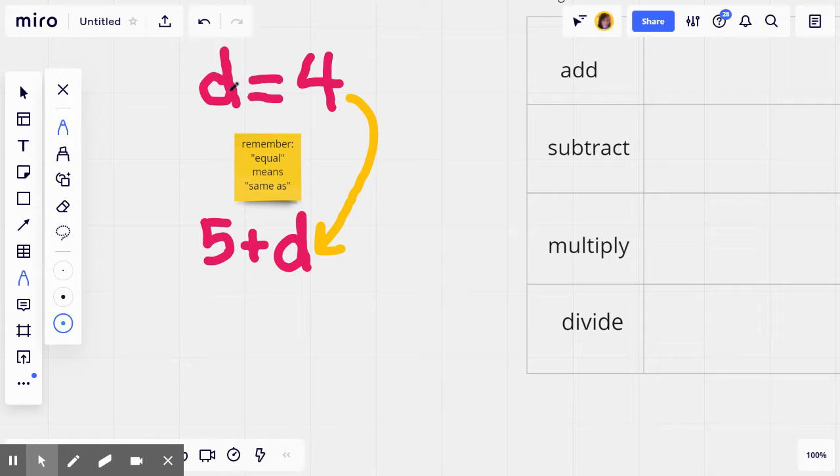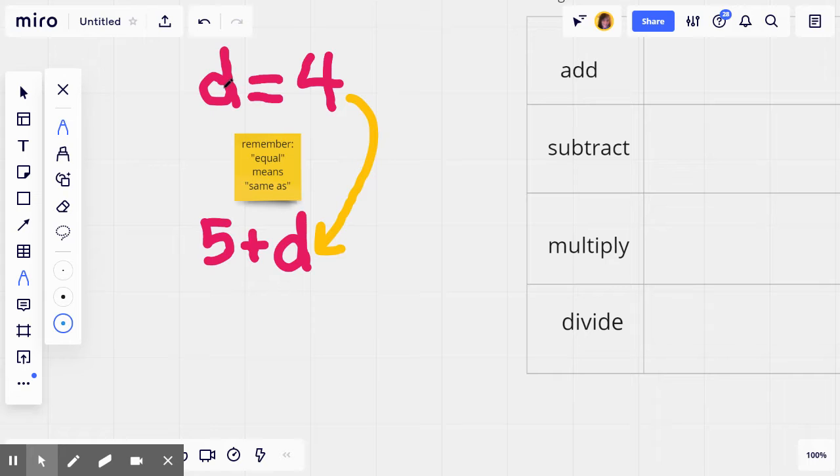If I tell you that D equals 4, the first thing I want you to remember is that equals means the same as. So this means D is the same as 4. If it's the same, then wherever I see a D, I could put a 4 instead. Wherever I see a 4, I could put a D instead, right? They're the same, so you can use either one. But if you need to do the math, it's most convenient to put a number in for the variable. So let's see what I mean by that.